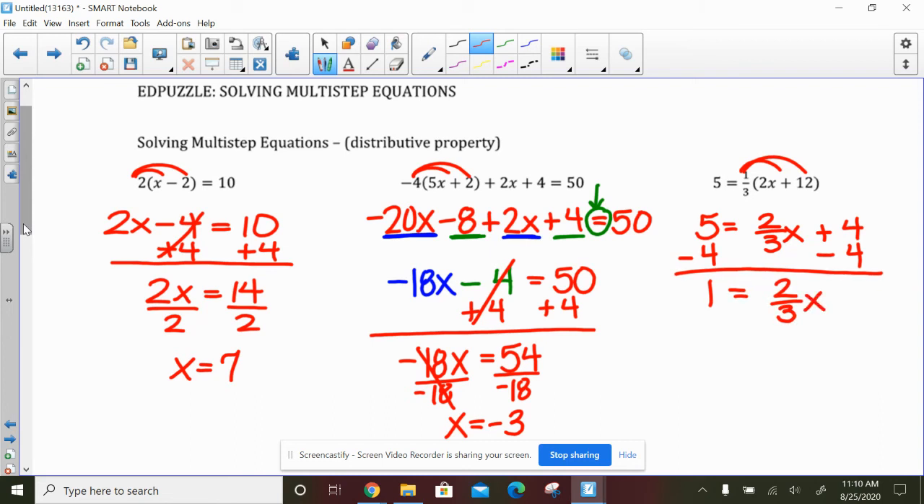Okay, so here, since I'm multiplying by 2/3, this would be a problem where I would want to multiply both sides by the reciprocal. The reciprocal of 2/3 is 3/2. I'm going to do that to both sides. So the 2's go away, the 3's go away. 3/2 times 1 is 3/2. And bring down my x.